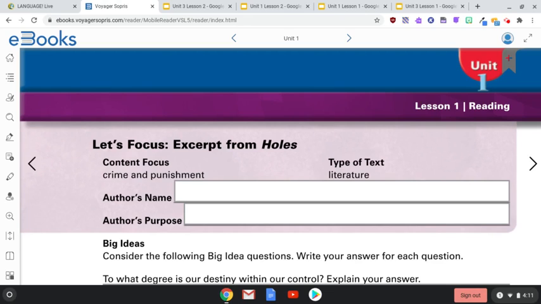What do you think you will read about in this passage? What happens to people who commit a crime?